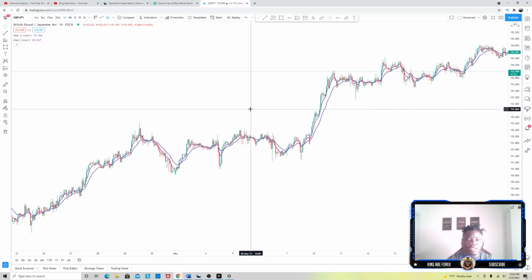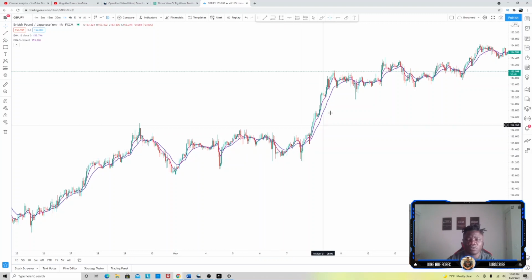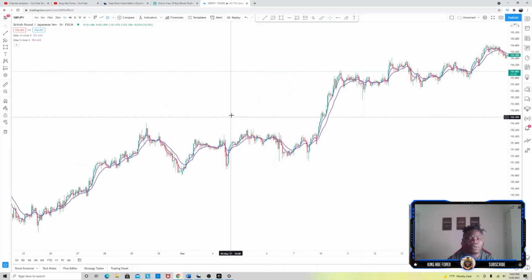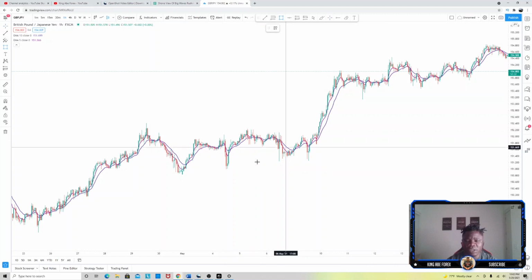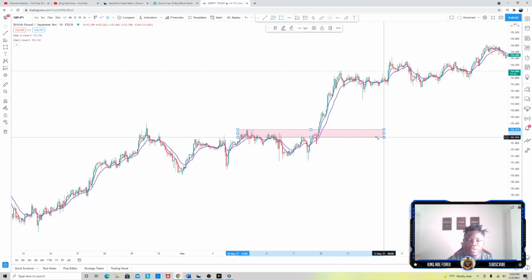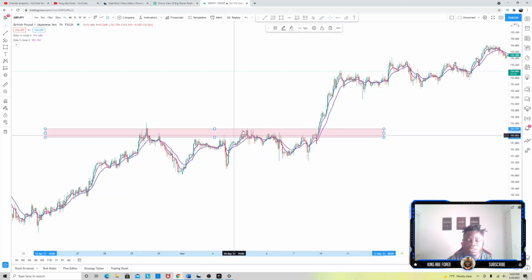So now that we're on the 1 hour time frame, since I'm going to be using this example right over here, what we need to do is find out where our resistance zones are. Because this is going to be a buy trade, we need to figure out where our resistance is. We can clearly see that we have a resistance right over here. So this is our resistance over here.